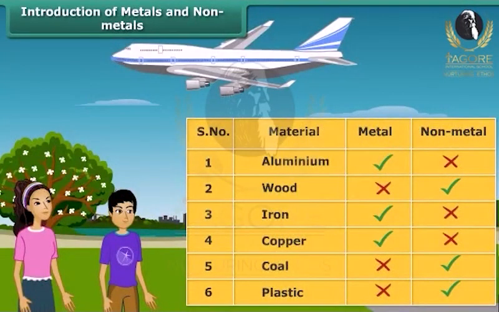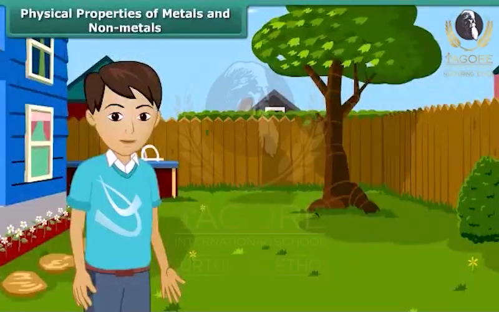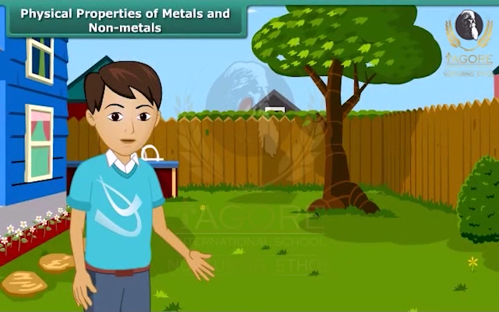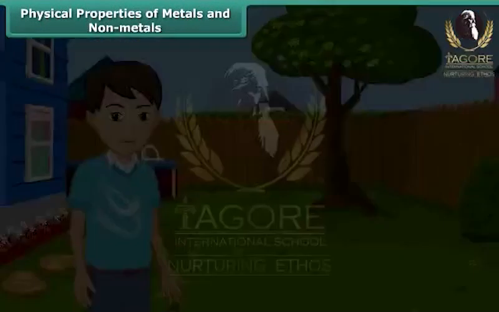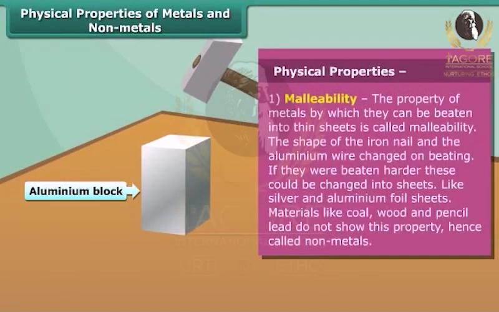Friends, we use many things in our daily lives. These are made up of metals and non-metals. Dear, now let's know about their properties. At first, we know about the physical properties.